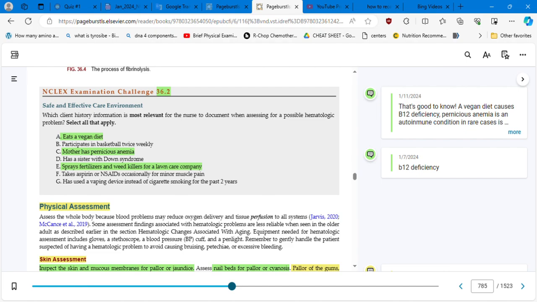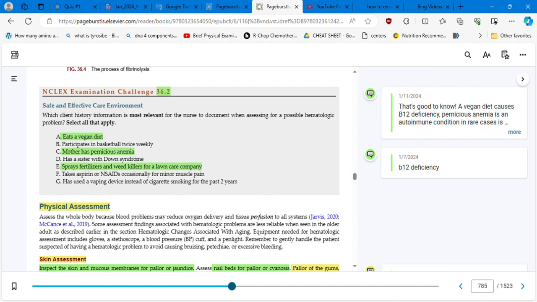Possible hematologic problem. It's a vegan diet. A patient is eating a vegan diet. Yes, that can cause a B12 deficiency, right? Mother has pernicious anemia. Pernicious anemia, B12, is an autoimmune disease.